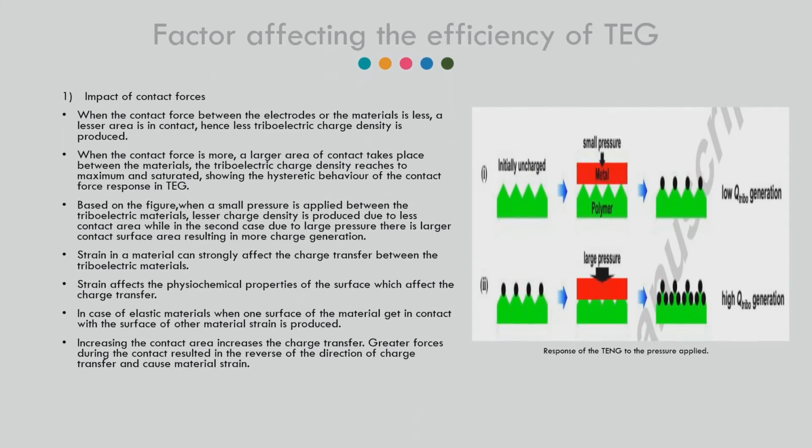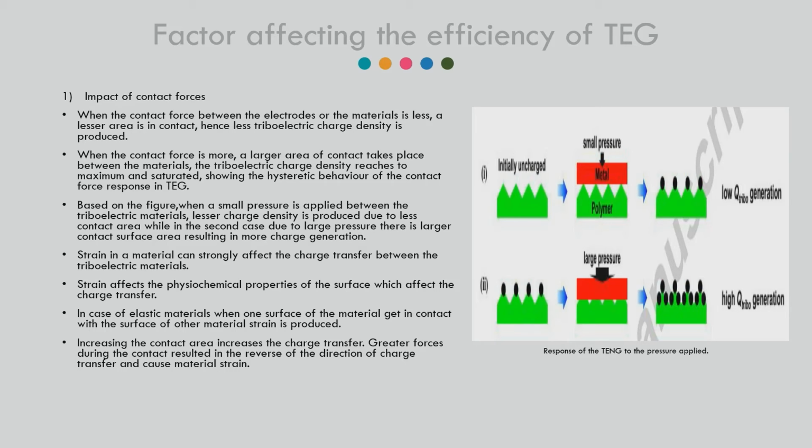Factors affecting the efficiency of a triboelectric generator. First, impact of contact forces. When the contact force between the electrode and the material is less, a lesser area is in contact, hence lower triboelectric charge density is produced. When the contact force is more, a larger area of contact takes place between the materials. The triboelectric charge density reaches a maximum and saturates, showing the high hysteretic behavior of the contact force response in a triboelectric generator. Based on the figure, when a small pressure is applied between the triboelectric materials, lesser charge density is produced due to the smaller contact area, while in the second case, due to large pressure, there is a larger contact surface area, resulting in more charge generation.